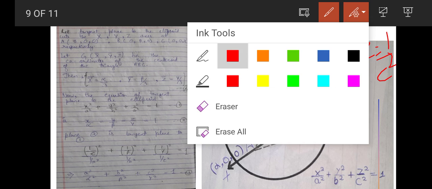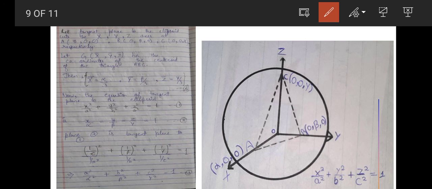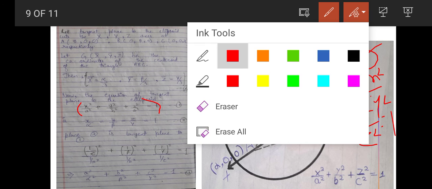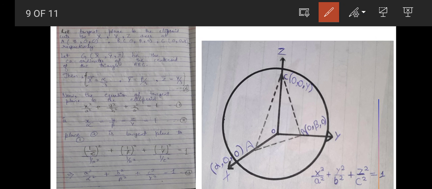Okay, from this result we get the equation x square upon a square plus y square upon b square plus z square upon c square is equal to 1. Now we got the values of l, m, n and x, y, z. Now we will put the values in l square upon x square plus m square upon y square plus n square upon z square is equal to 1.